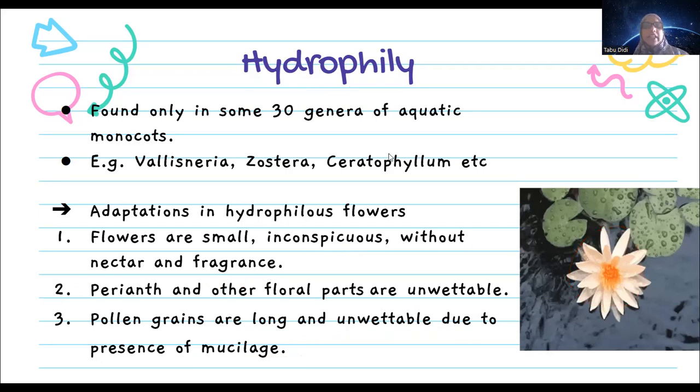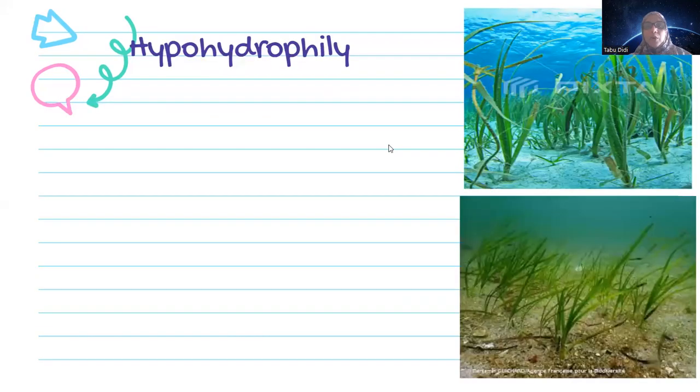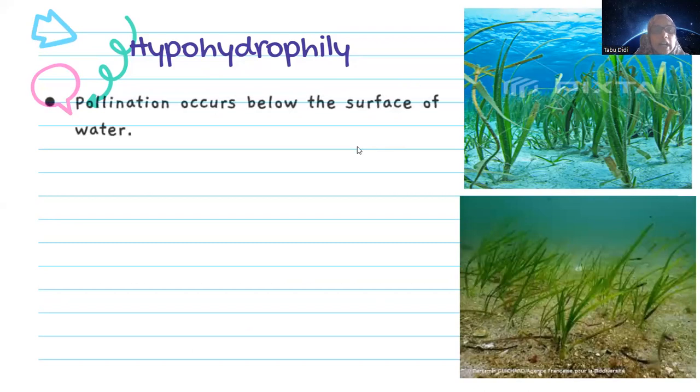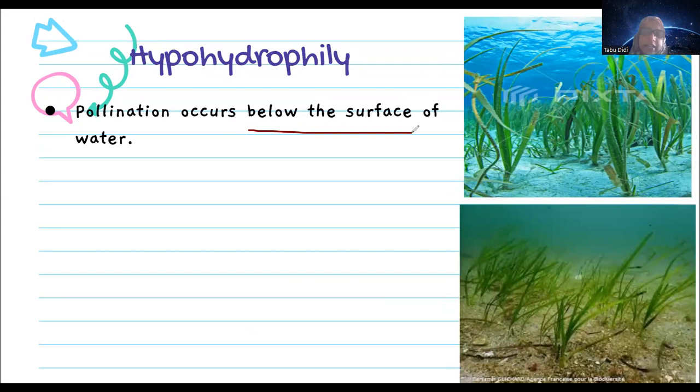Now in hydrophily, there are two types: hypohydrophily and epihydrophily. So let's see the first type, hypohydrophily. Hypo stands for below, and epi stands for above. So this is when pollination occurs below the surface. In the previous slide we discussed the general pollination which occurs in water.